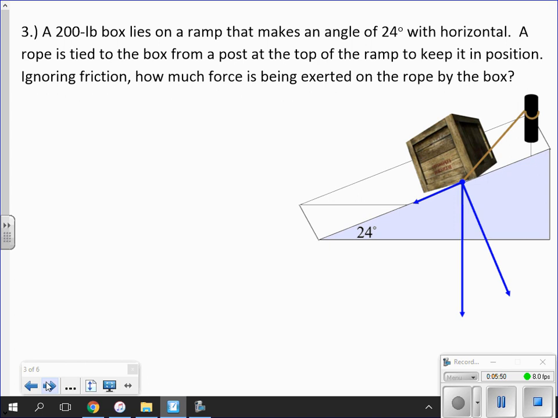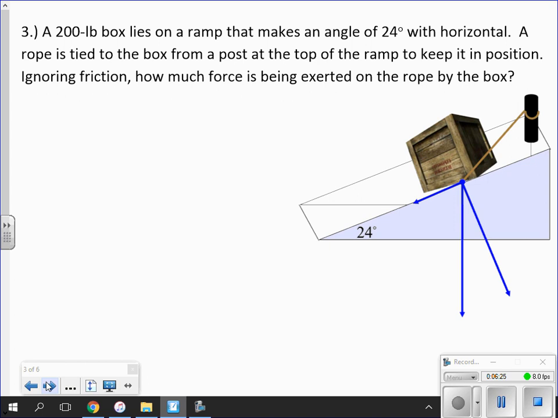Here is an extremely typical physics problem. You have a box on a ramp. We have to figure out all kinds of things. There are lots of different forces that we can discuss in this problem. We can talk about friction, gravity, all kinds of stuff. A 200-pound box lies on a ramp that makes an angle of 24 degrees with the horizontal. A rope is tied to the box from a post at the top of the ramp to keep it in position. Ignoring friction, how much force is being exerted on the rope by the box?